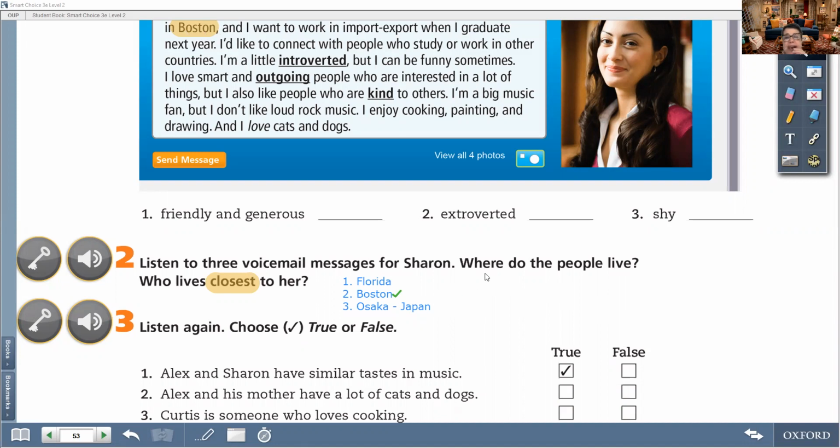Right? Yes, if a guy from Boston sends her a message, so he is the closest one, right? He lives close to her because he is also from Boston, okay? The other two are not from Boston, right? So just a second, people.